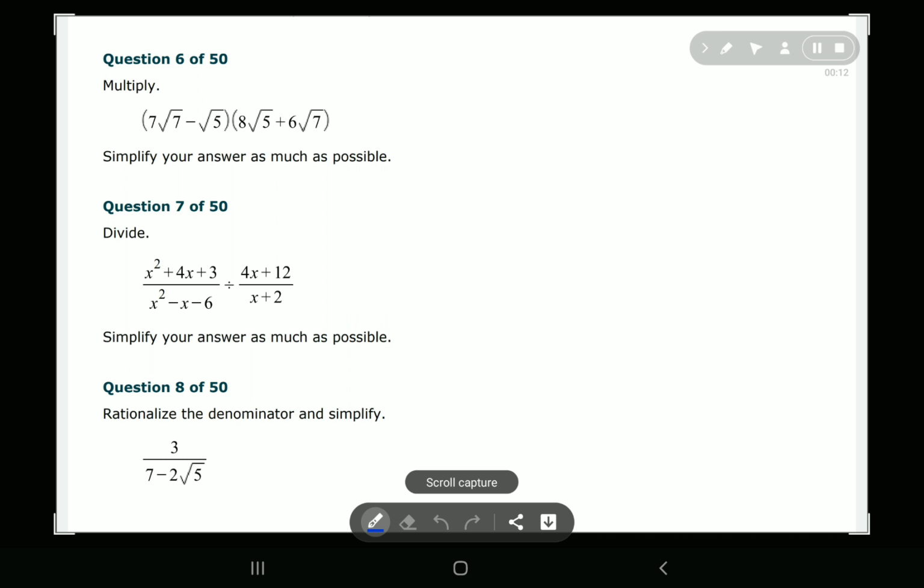Now, on a serious note, we want to multiply. Simplify your answer as much as possible. And we're multiplying two binomials. In this case, both binomials are in the form of a radical. So, when we're multiplying, we're going to be using the distributive property. But I'm going to do it in a different approach.